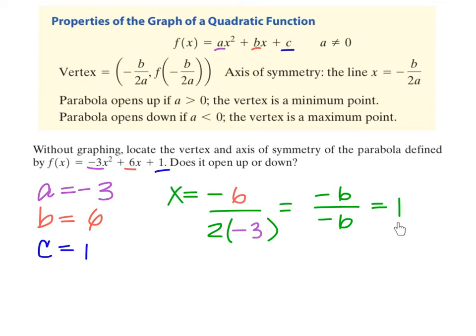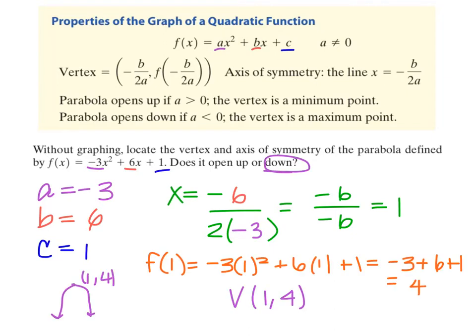So now I'm going to plug 1 into my function to figure out what the y value of my vertex is. When I plug 1 in to this function, I get out 4, so that means that my vertex is 1, 4. And I like to write a capital V in front of that coordinate pair, just so that it indicates that this is the vertex that I'm talking about.